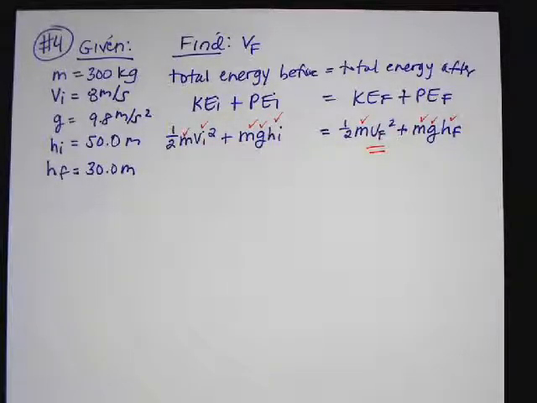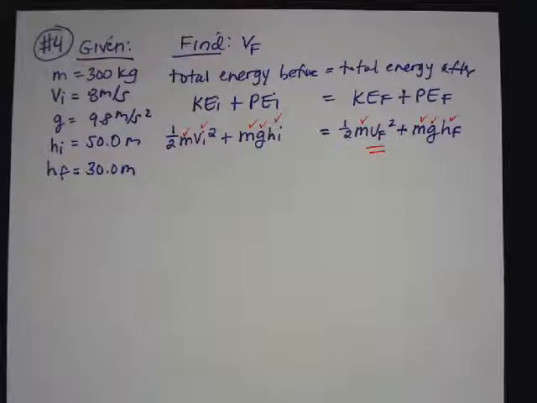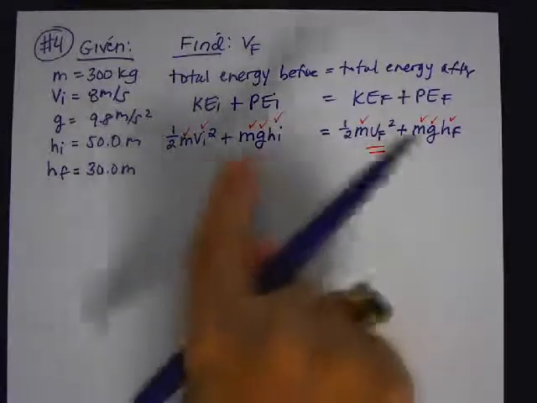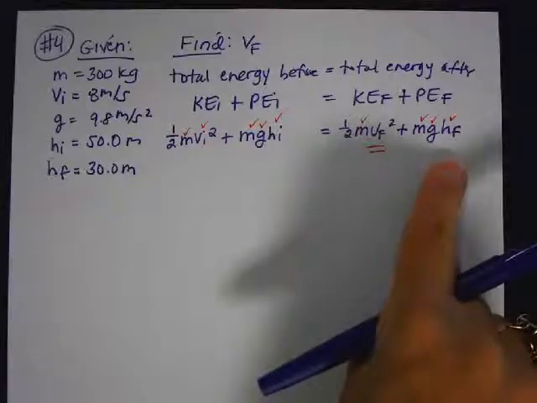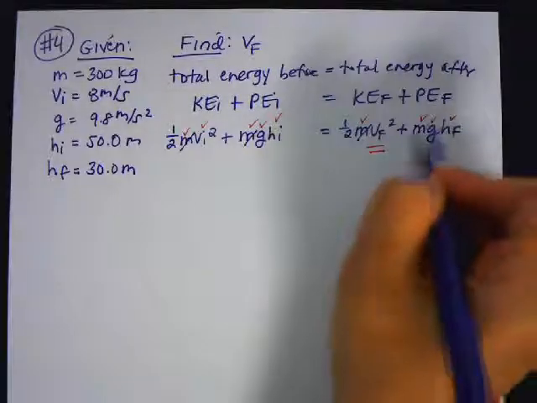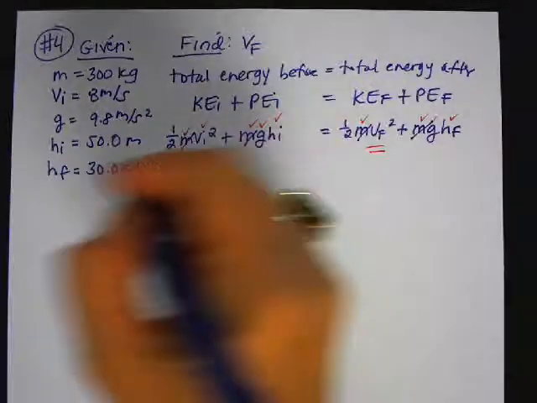Would I just substitute in all the values? I wouldn't. I would rearrange the equation. I would maybe get rid of the m's. If you want, you can multiply by 2. If you don't want to do that, you don't have to get rid of the m's. But you notice everything is multiplied by m, so if you want, you could get rid of the m's. I would rearrange the equation and solve for vf.